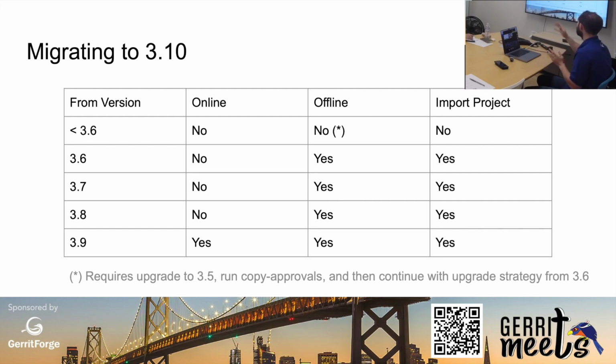From 3.9 onwards, yes, you can do an online reindex. However, what happens if you end up being a bit behind? We release newer versions of Gerrit every 6 months.